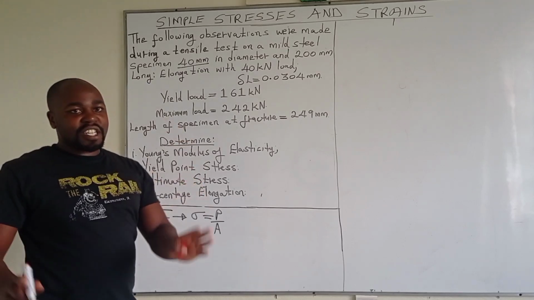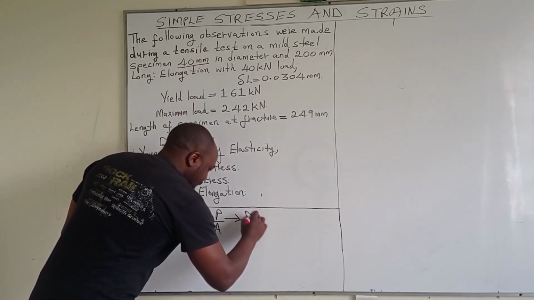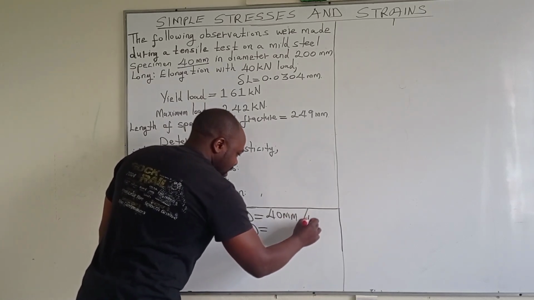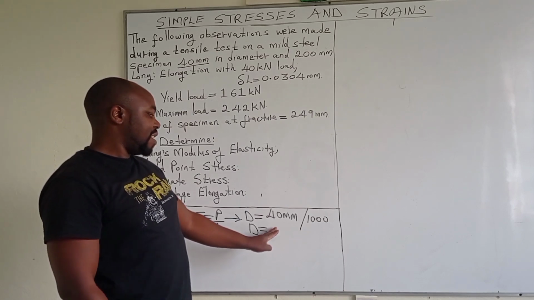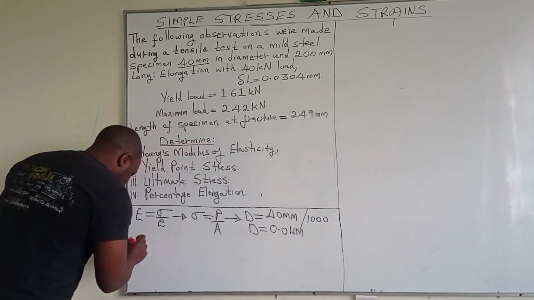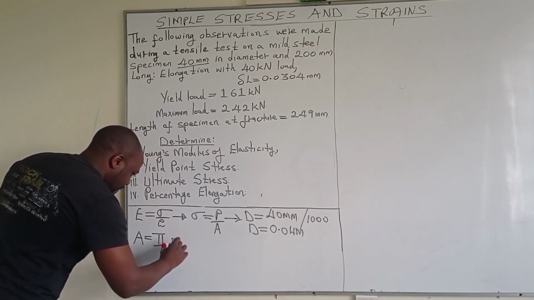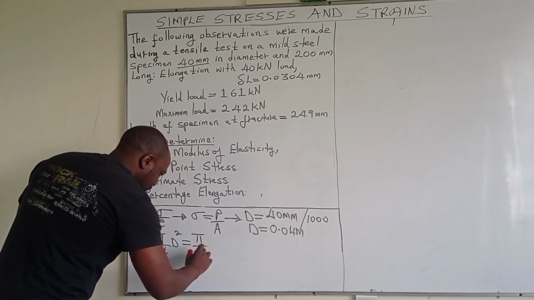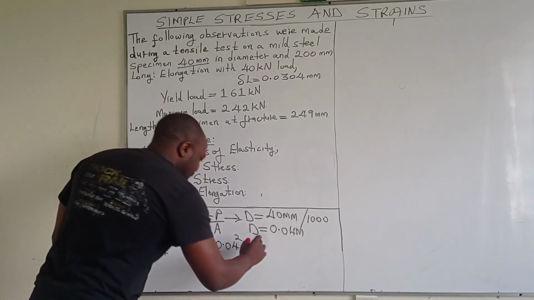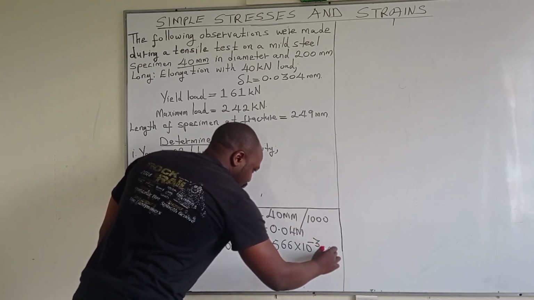mild steel specimen. The cross-section is circular, that's why we are given the diameter of the member. The diameter of this member is 40 millimeters. When we convert it to meters, dividing by 1,000, since 1 meter is equivalent to 1,000 millimeters, this gives us 0.04 meters. Now, the cross-sectional area of this mild steel specimen will be given by pi over 4 d squared. This is pi over 4 multiplied by the diameter 0.04 squared, and this is going to give us an area of 1.2566 times 10 raised to the power of -3 square meters.